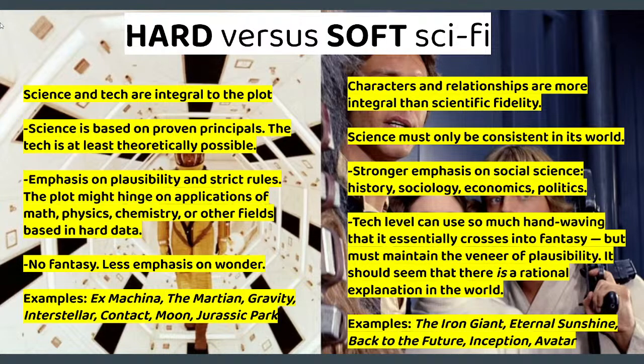Hard versus soft fantasy is also a thing, but in this context, hard sci-fi versus soft sci-fi. What are the differences? Hard sci-fi is going to be more based in scientific reality, in which science and tech are integral to the plot. It might touch more on real and proven principles and technology pieces that are at least theoretically one day possible. And the rules work in a very consistent, predictable, and repeatable way. Our emphasis is on plausibility and on these strict rules. The plot might hinge on applications of any number of real technological principles like math, chemistry, physics.